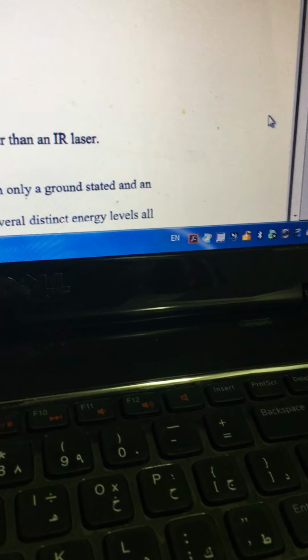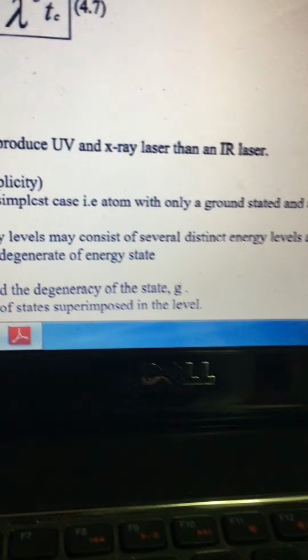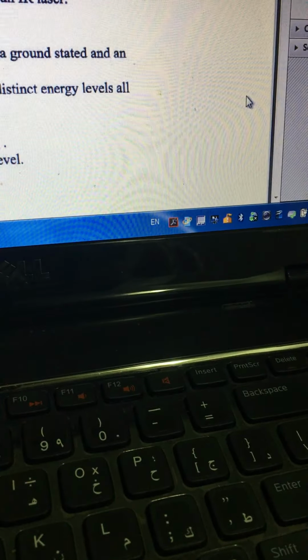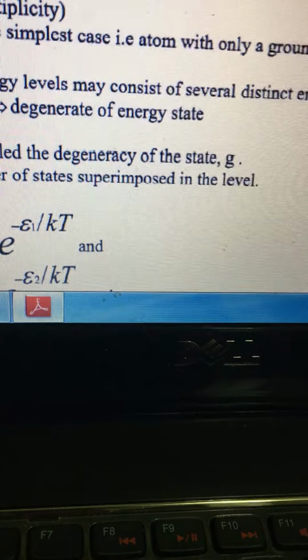If we go by the derivation here, we can find the power required is proportional to 1 over lambda cubed. It is more difficult to produce a UV and X-ray laser than an IR laser.